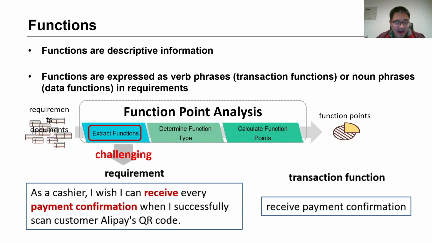Specifically, the most challenging activity in FPA is extracting functions. Functions are descriptive information. They are usually expressed as a verb phrase or noun phrase in requirements. In the figure, I give a requirements example. As a cashier, I wish I can receive every payment confirmation when I successfully scan customer Alipay's QR code, and the corresponding function is receive payment confirmation. I will use it as an example to illustrate why it is challenging.